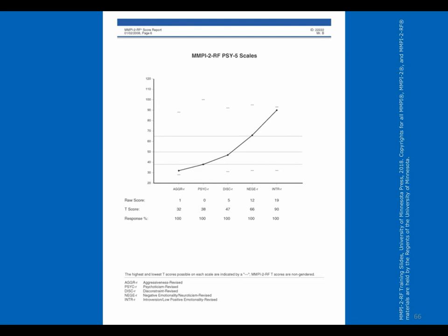This is the first interpretation we've had for a scale from the thought dysfunction domain. So this low score elevation will be interpreted on its own in a thought dysfunction domain interpretation.